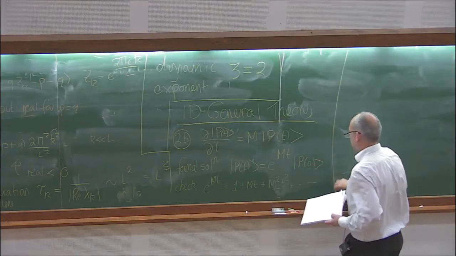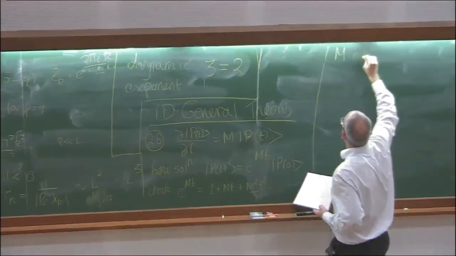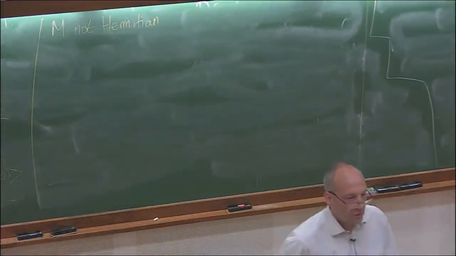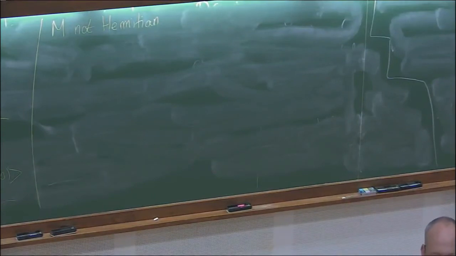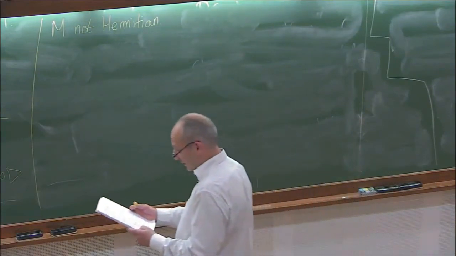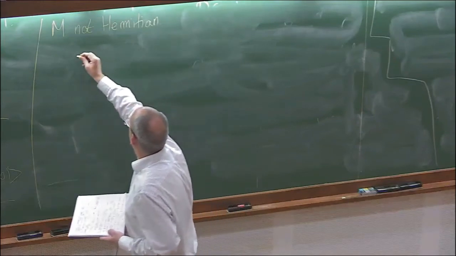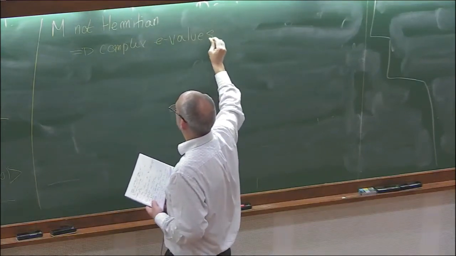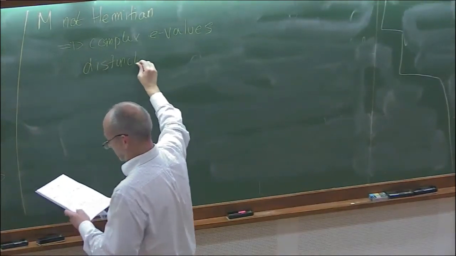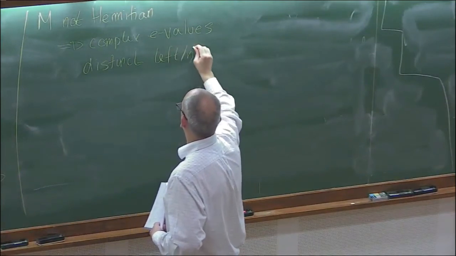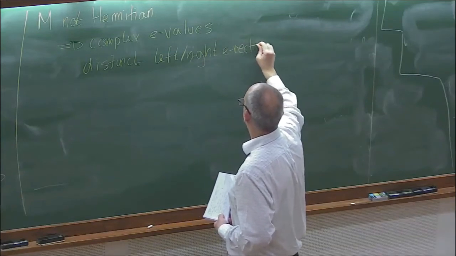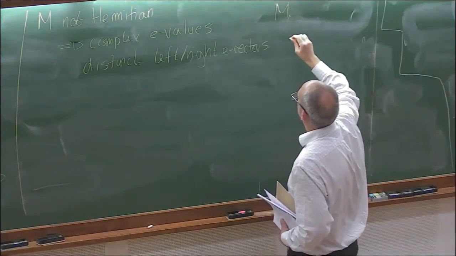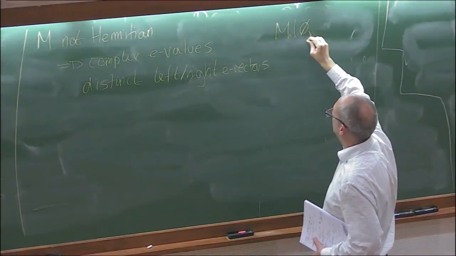And one thing to note that I tried to stress is that m in general is not Hermitian. So in quantum mechanics, you probably are used to Hermitian matrices or Hermitian operators, and then you have nice real eigenvalues, and you know that your thing is diagonalizable. Here generally you have complex eigenvalues. So what this implies is that you have complex eigenvalues. And also the other thing is that you have distinct left, right eigenvectors.